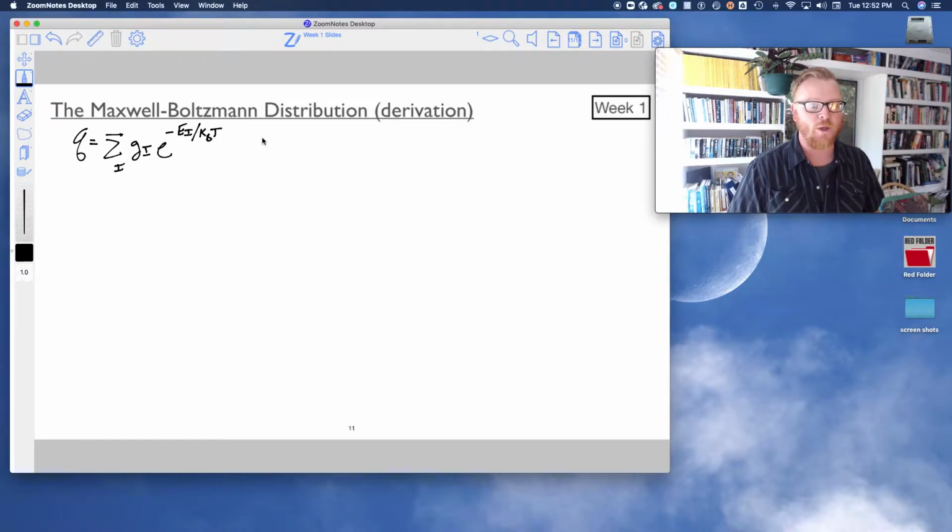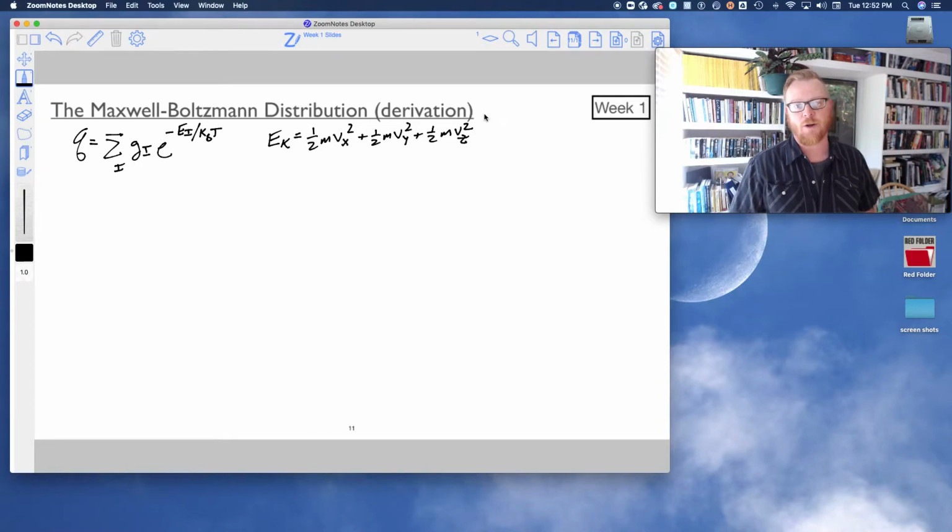For example, we know that kinetic energy, E_K, of an object can be written as 1/2 m v_x squared plus 1/2 m v_y squared plus 1/2 m v_z squared. So already we can start to see what this whole degeneracy thing is going to give us, because motion in the x, y, or z should be degenerate for a gas. So we're going to have to take advantage of this degeneracy term.